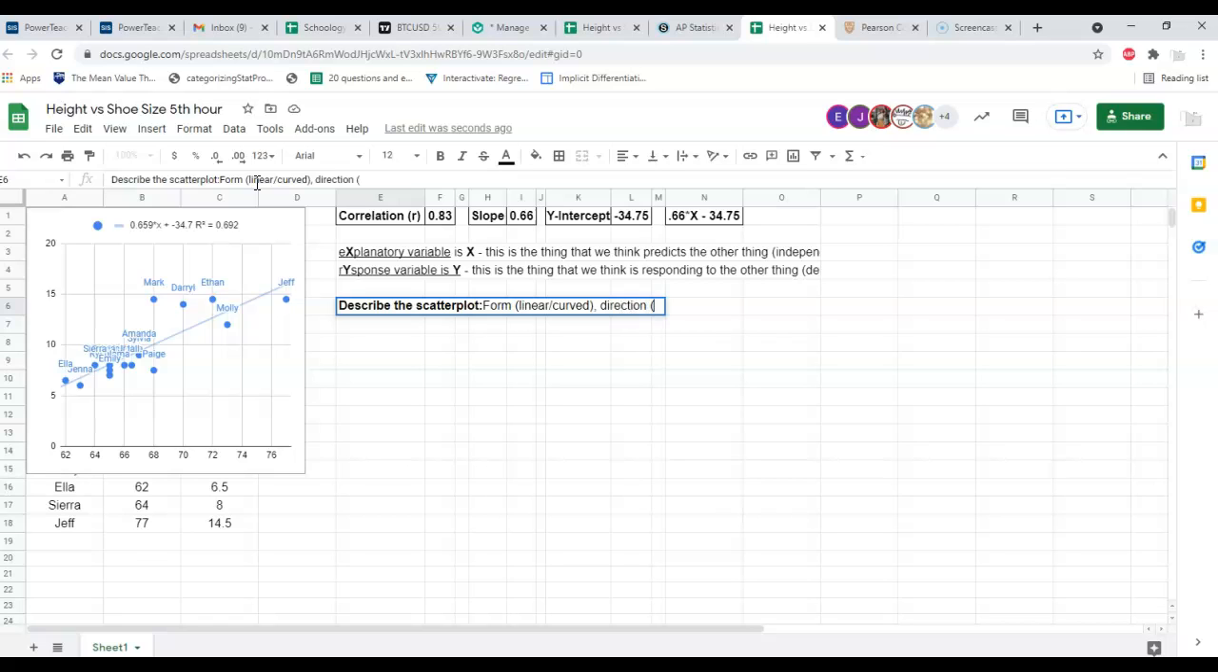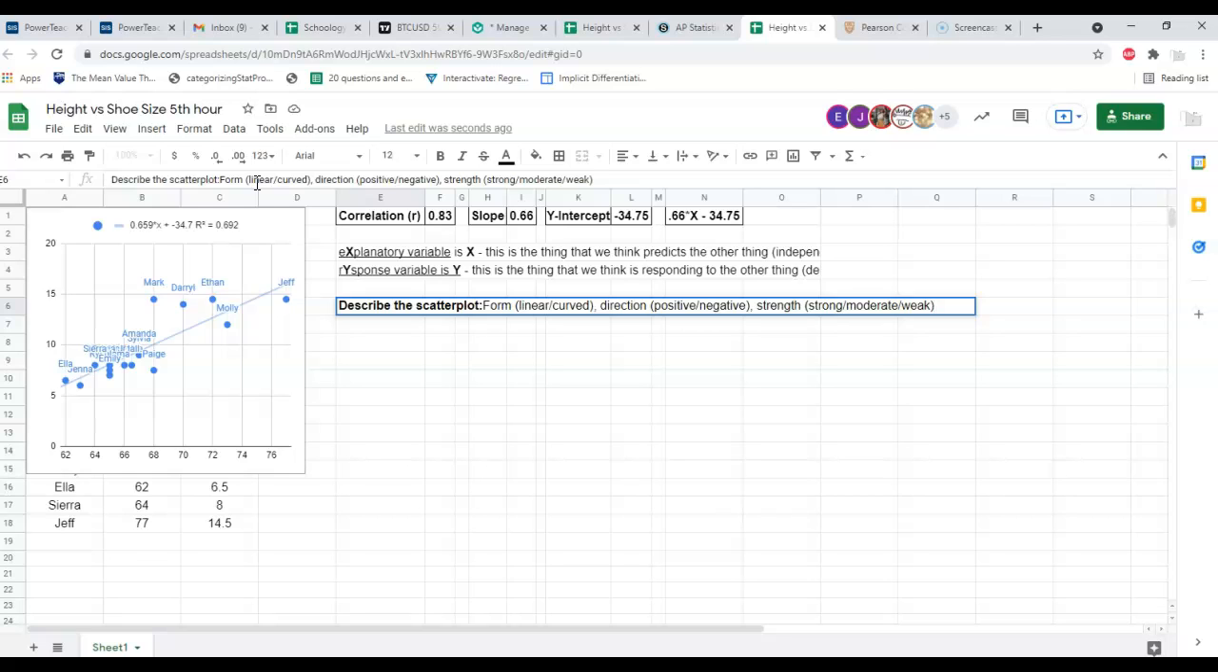Direction, positive or negative. That's just the slope. Is it sloping up or down? So is this a positive or negative direction? It's positive. And then the strength: strong, moderate, or weak. This helps you out. If your R is closer to 0, you're going to say weak. If it's closer to 1, you're going to say strong. Moderate is in the middle. If it was 0.75, they would accept strong or moderate. Or you could be fancy and say moderately strong.